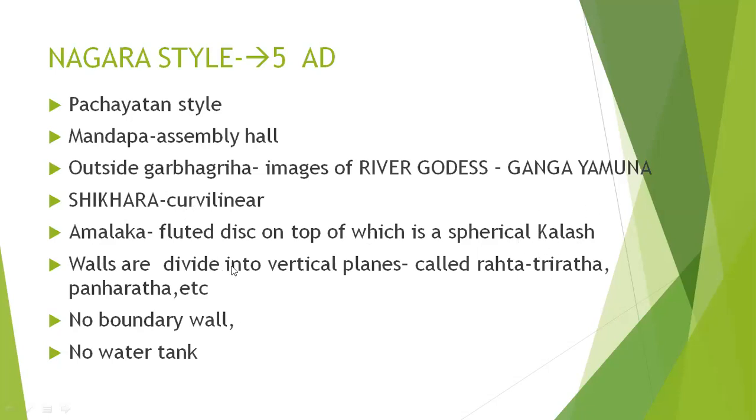The walls of the temple are divided into vertical planes known as the Rathas. Wherever there are 3 planes, it is known as Triratha, Pancharatha, Saptaratha, depending on the number of planes. The Nagara style of architecture has no boundary wall, so the temple premises are almost open. Also, a peculiar feature is the absence of a water tank, unlike the Dravida style where a water tank is always present.